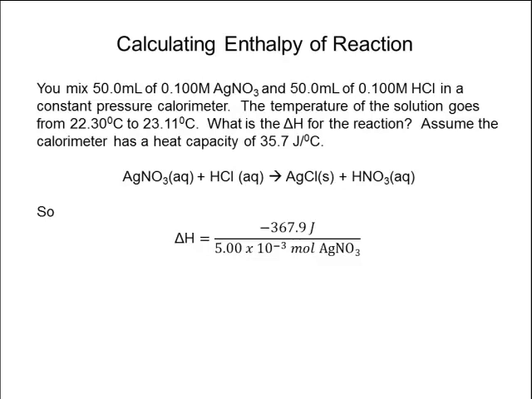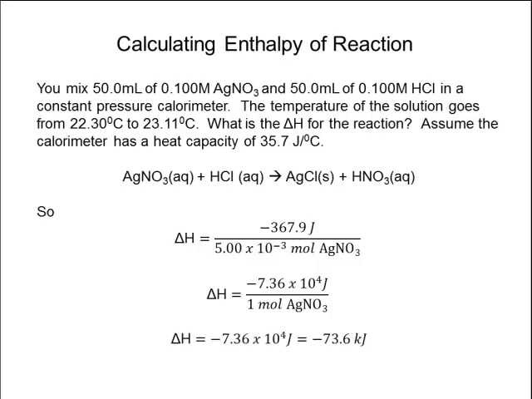And when we divide those out, we end up with a negative 7.36 times 10 to the 4th joules divided by 1 mole of silver nitrate. So we know it's a negative 7.36 times 10 to the 4th joules for every 1 mole of silver nitrate that reacts. So we'd write that as our delta H value.